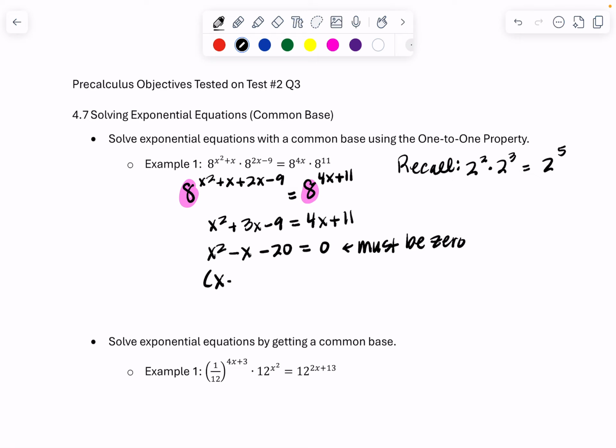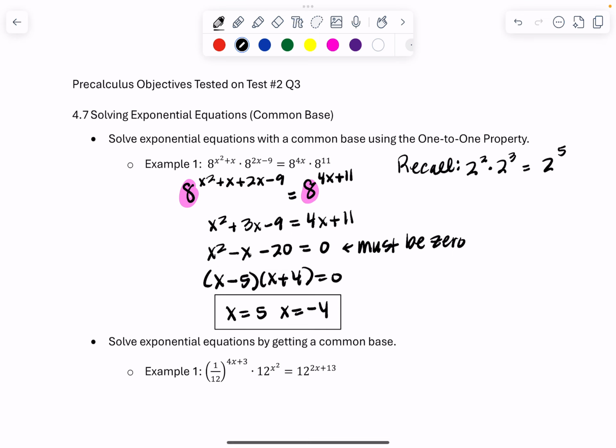Now I can factor and solve, and we get 2 answers, a positive 5 and a negative 4. Now, you don't need to check these because in an exponential equation, you can have negative exponents, so that's fine. We checked some with the logs, and we're going to check it in a bit, but this is not one that you have to do that with, so yay.